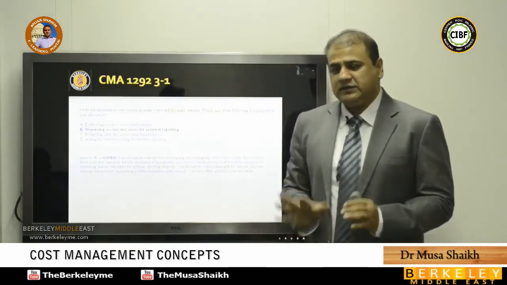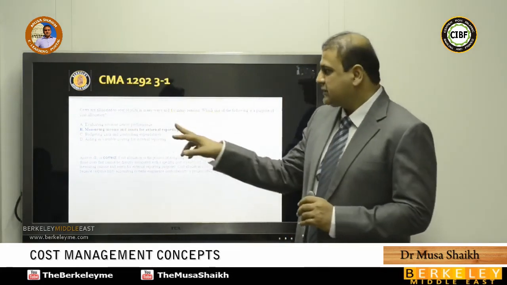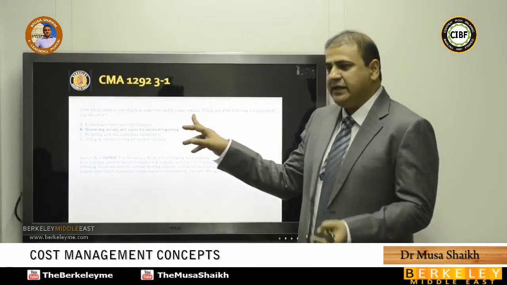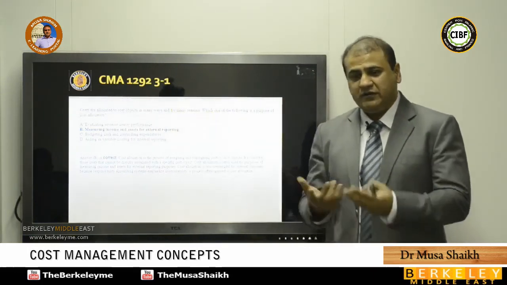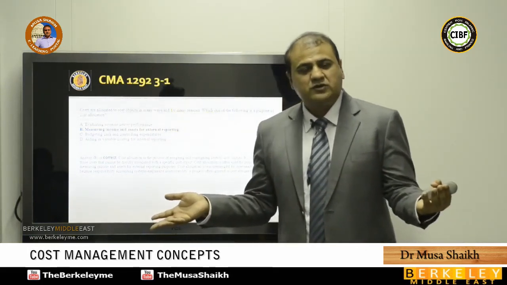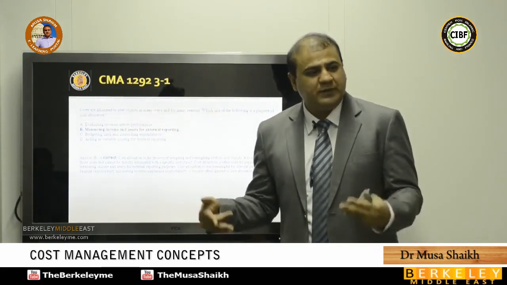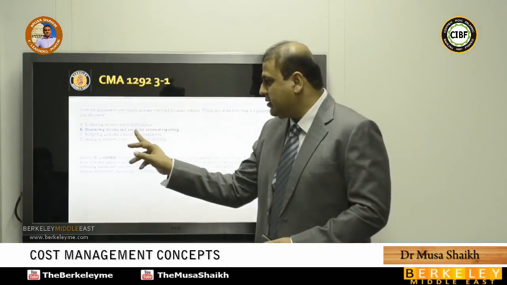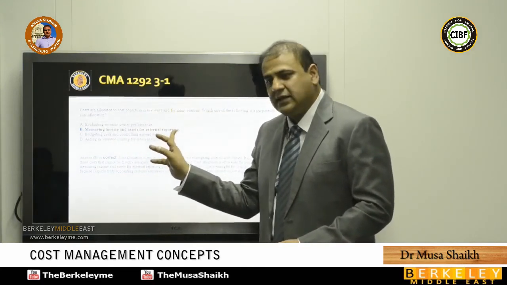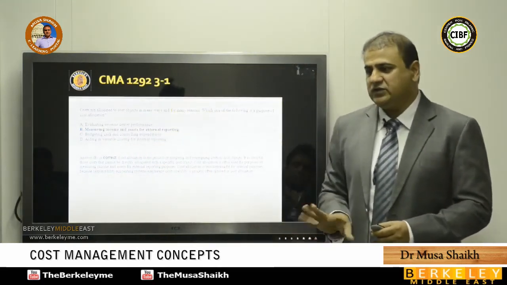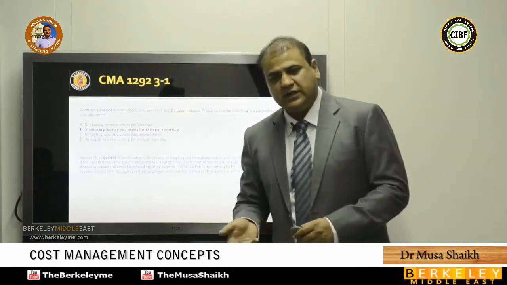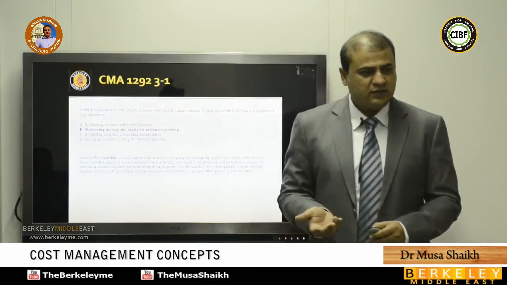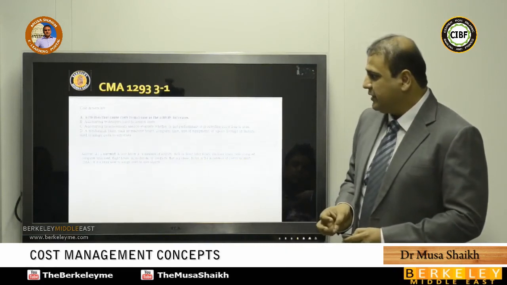Cost allocation is the next chapter. Costs are allocated in many ways for many reasons. We allocate cost to different departments to enhance reporting so people can take effective decisions. So B is measuring income and assets for external reporting, like how much finished goods we have, how much raw material, how much is the income from particular segments.